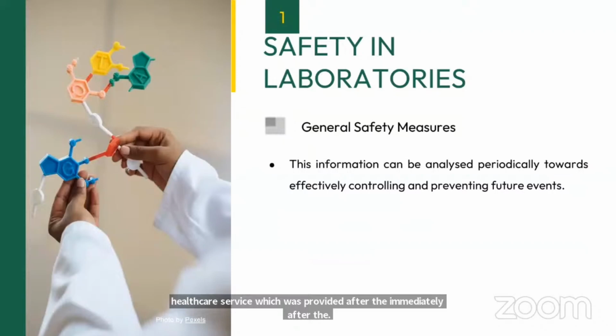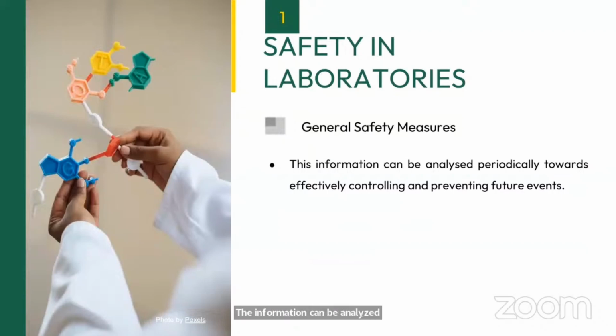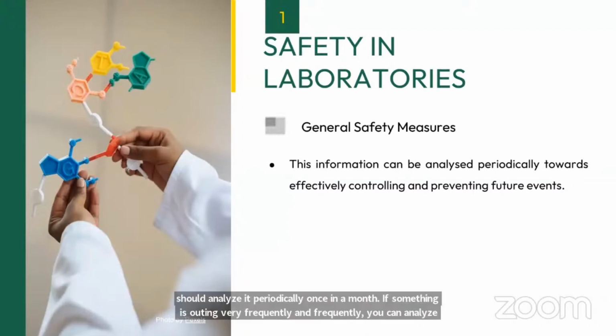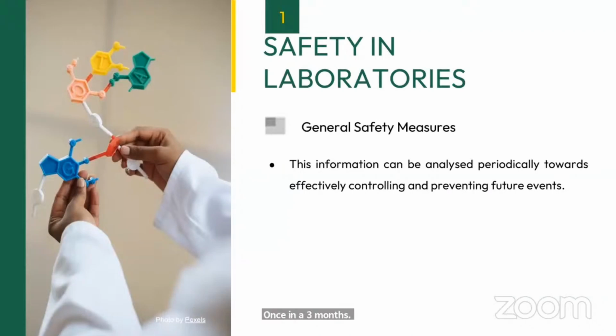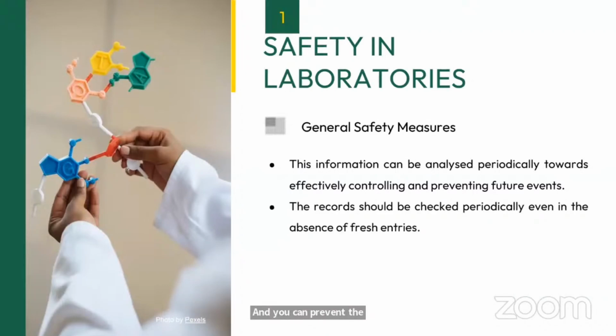The information can be analyzed periodically towards effectively controlling and preventing future events. Now, once you record it, you should analyze it periodically, maybe once a month. If something is occurring very frequently, you can analyze it once a month, once in three months, once in a year, as per your convenience, so that you can make effective control measures in your laboratory and the recurrence can be avoided. So once you analyze, you can focus on that area and prevent the recurrence of those events in future. Records should be checked periodically even in the absence of fresh entries.